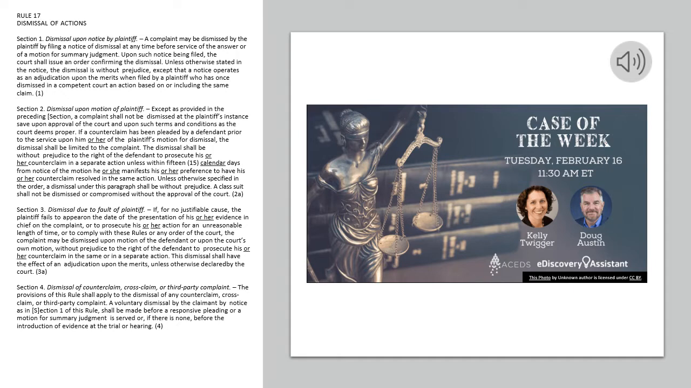Section 4. Dismissal of counterclaim, cross-claim, or third-party complaint. The provisions of this rule shall apply to the dismissal of any counterclaim, cross-claim, or third-party complaint. A voluntary dismissal by the claimant by notice as in Section 1 of this rule shall be made before a responsive pleading or a motion for summary judgment is served or, if there is none, before the introduction of evidence at the trial or hearing.